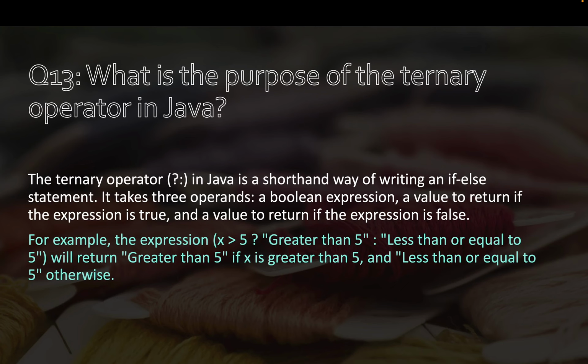Question number 13. What is the purpose of the ternary operator in Java? The ternary operator in Java is a shorthand way of writing an if-else statement. It takes three operands: a Boolean expression, a value to return if the expression is true, and a value to return if the expression is false. Here is an example for your reference.